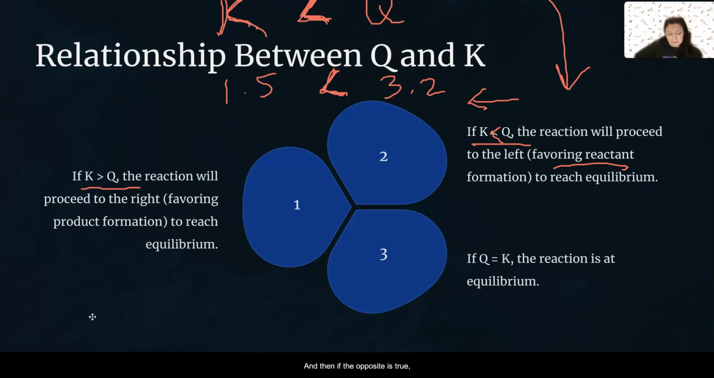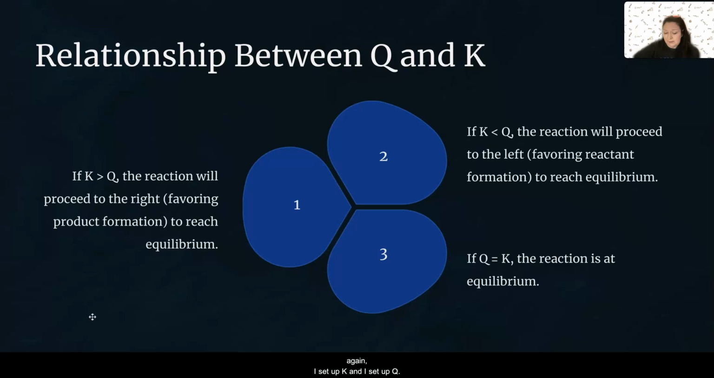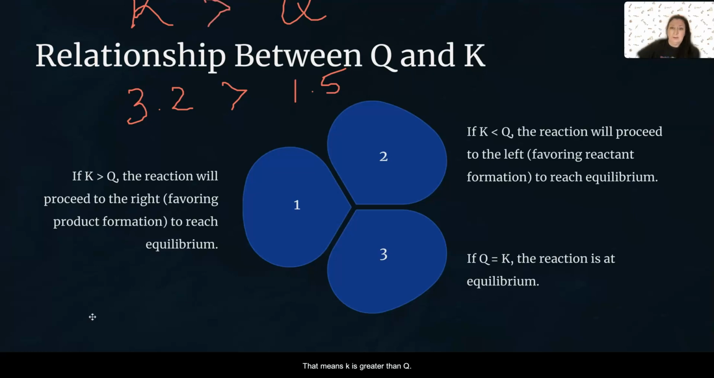You're going to form more reactants in order to establish equilibrium. And then if the opposite is true, again, I set up K and I set up Q. And let's say K is 3.2 and Q is 1.5. Well, 3.2 is greater than 1.5. That means K is greater than Q. So if K is greater than Q, look at the arrowhead in the inequality sign. It's going to go to the right. It's going to proceed forward, favoring the products in order to reach equilibrium.